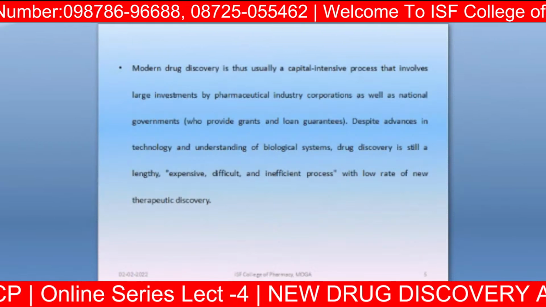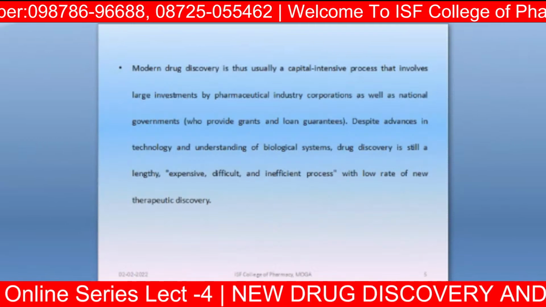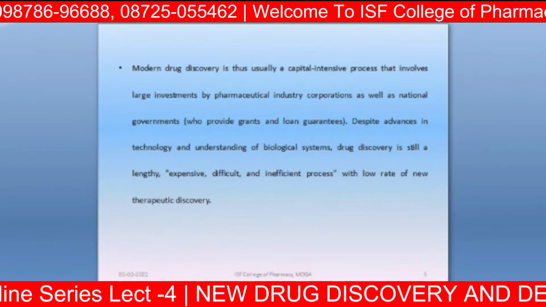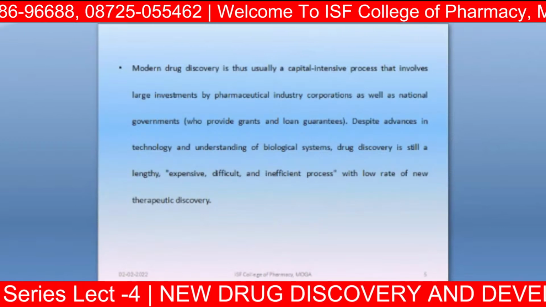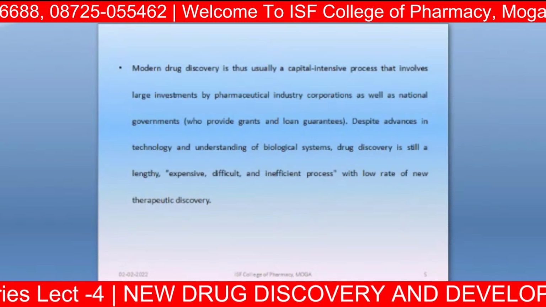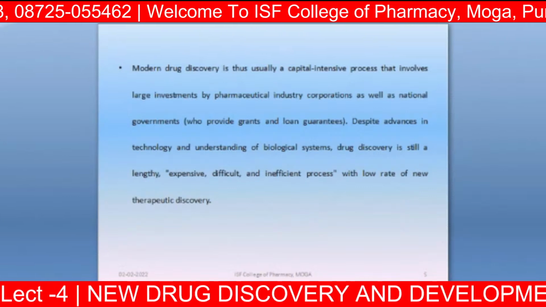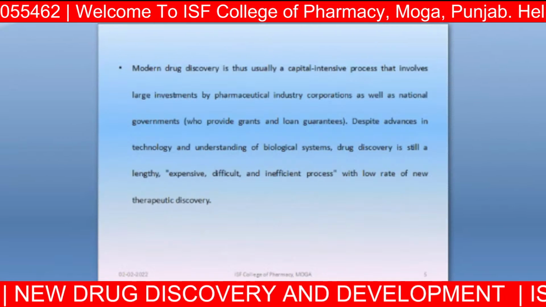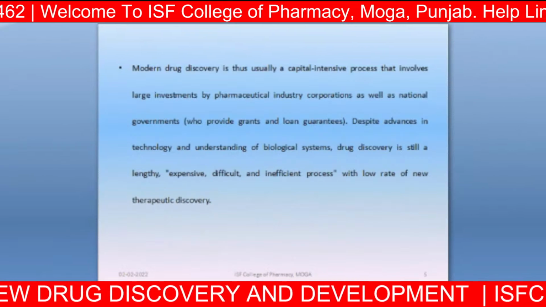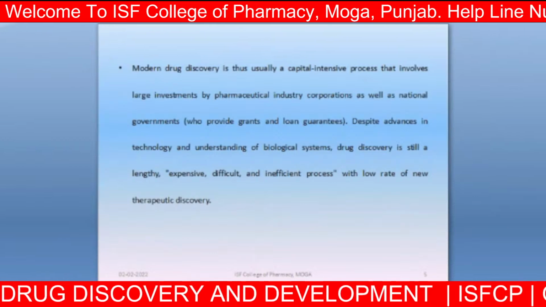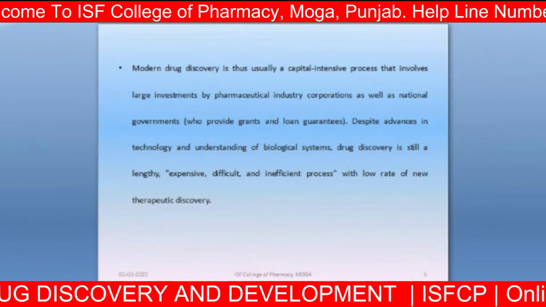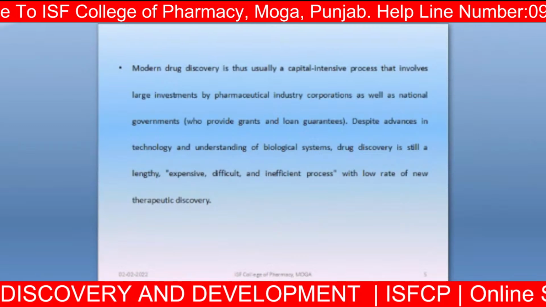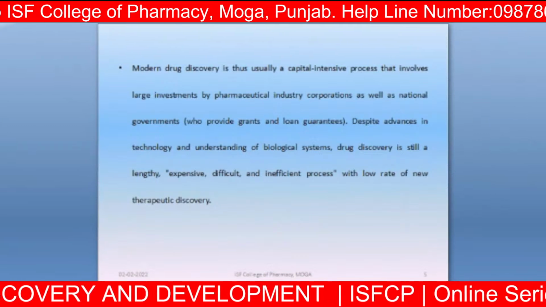with low rate of new therapeutic discovery. Whenever there is a failure of that particular drug, we can say nearby the clinical phase trial, the company might think that due to involvement of a huge amount of money, it might be possible that the next company will not try the same for the new moiety.